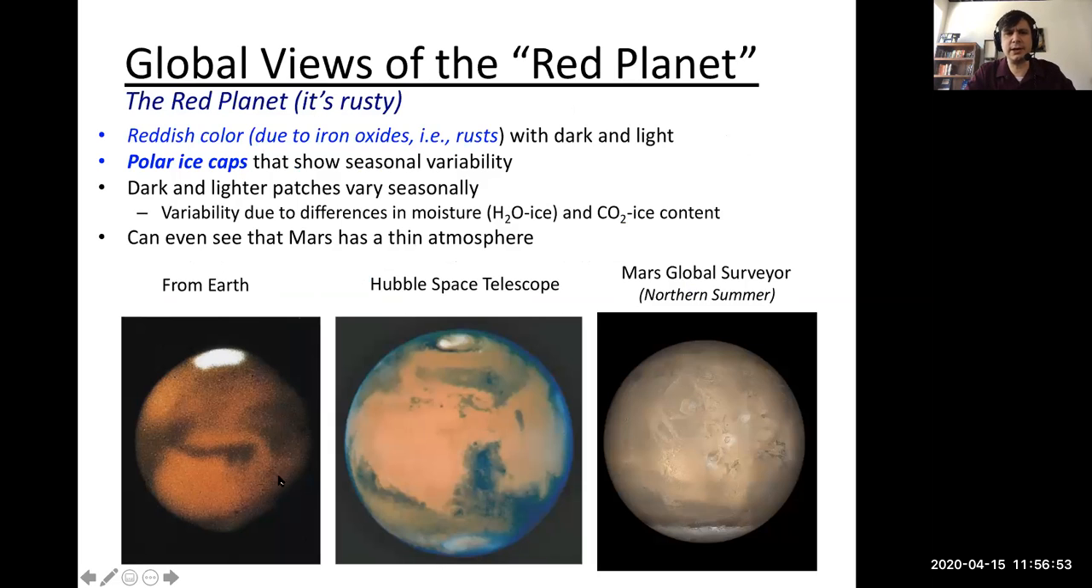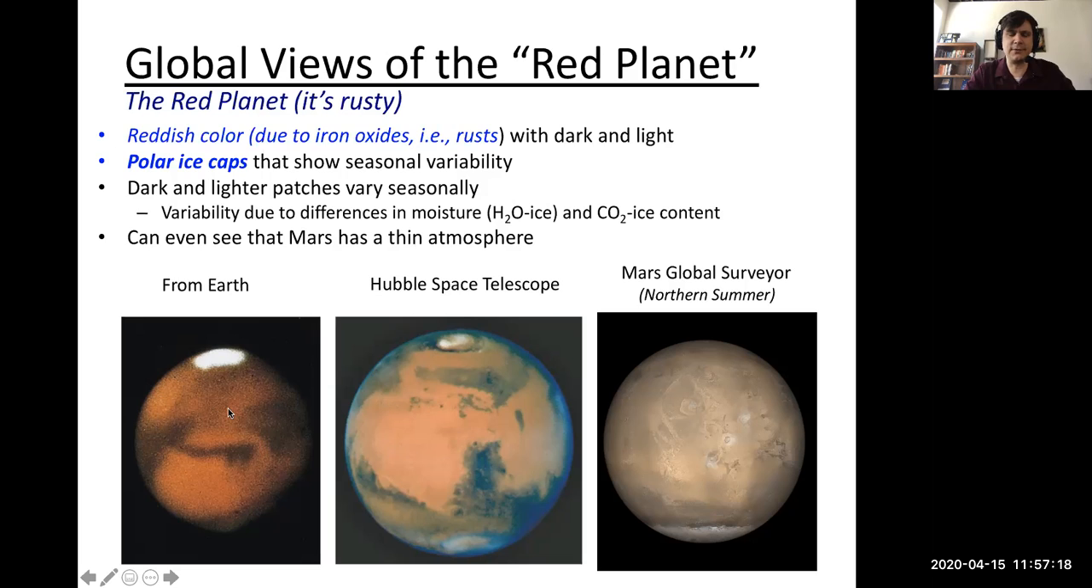So here are a variety of views of Mars. This is from a satellite in orbit around Mars, the Mars Global Surveyor. We're looking at Mars in northern summer. Here's what it looks like with the Hubble Space Telescope. I can tell it's northern summer. You can see the North Polar ice cap. You can see that the seasonal cap has retreated. You can see the atmosphere. You can see that it has these brighter areas, these darker areas.